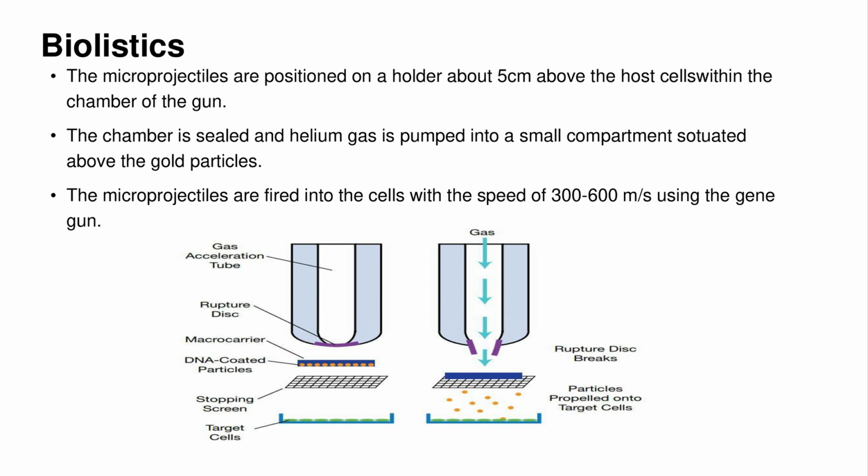In this method, the microprojectiles are positioned on a holder about 5 cm above the host cells within the chamber of the gun, and this chamber is sealed with helium gas so that it can be pumped into a small compartment above the gold particles. The microprojectiles are fired into the cells with a speed of 300 to 600 meters per second.